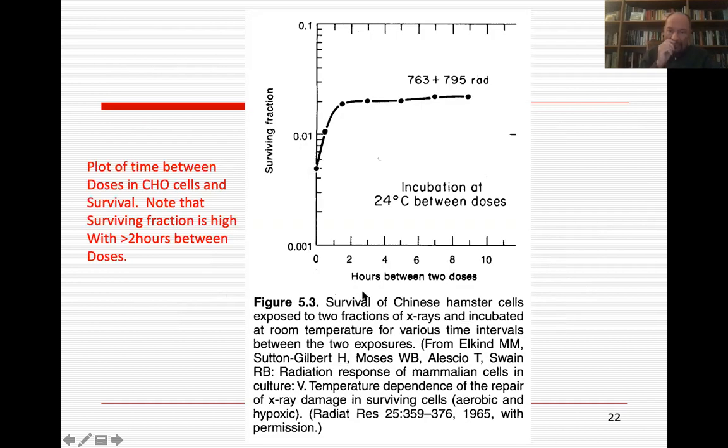This is also an old experiment, Mortimer Elkind, 1965. It shows the dependence on the time between two doses. If you wait for only 1 hour, that's not really the maximum increase in survival that you can have, because if you wait longer, you reach a plateau. This plateau shows that you have now completed the repair before having a second hit.